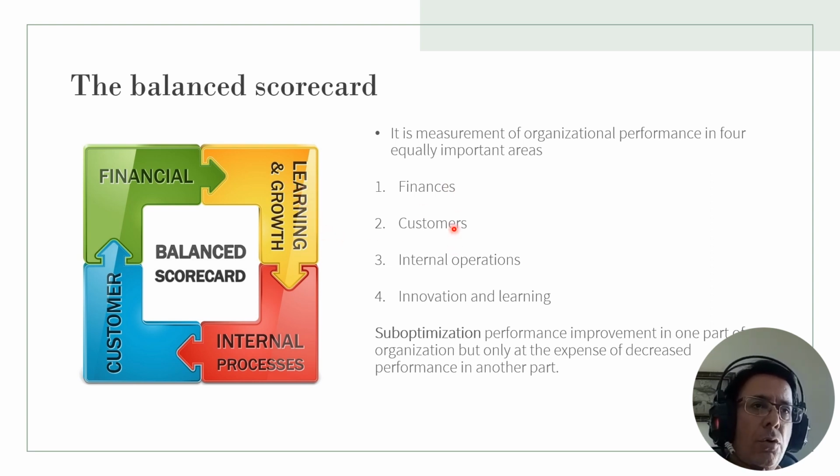So what are these 4 areas? The financials, the customers, internal operations, and innovation and learning. Now, what does sub-optimization mean? It is improved performance in one area of the organization, but only at the expense of decreased performance in another part. It means that if the organization only focuses on one area, say the customers, it is not focusing on the other areas: finance, learning and growth, and internal processes. So the other departments may be badly affected. So organizations have to take a broader look into all these 4 areas.